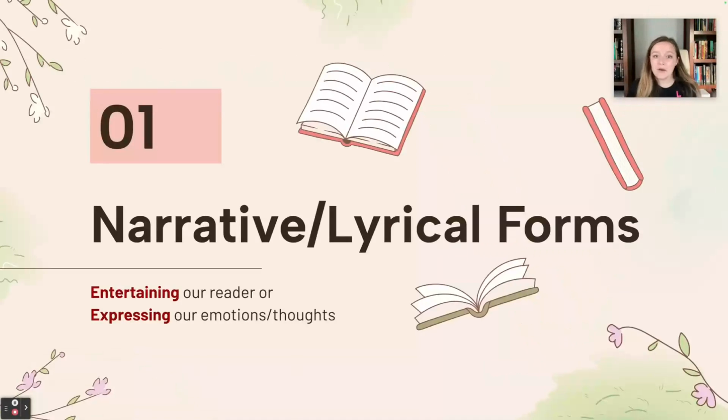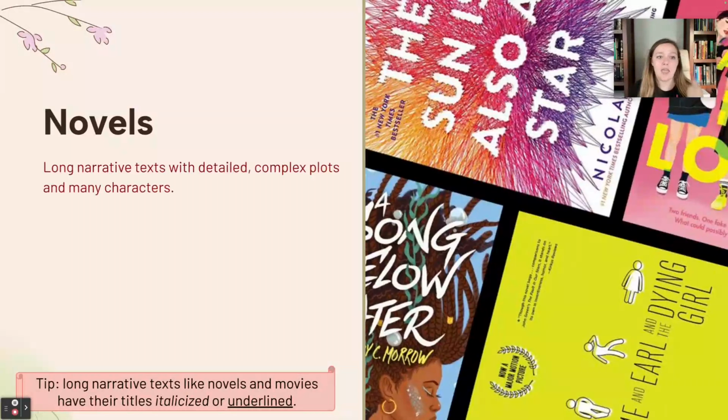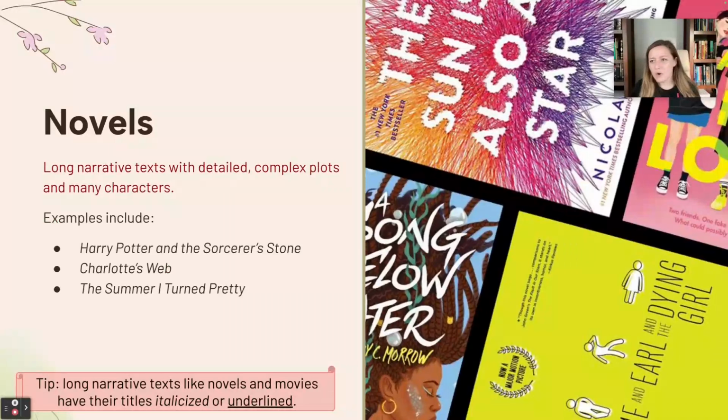So when we look at narrative and lyrical forms or literary forms, remember these are meant to entertain our reader and express our emotions. You're going to see novels as a form of a literary text. They are long, they have detailed complex plots, a lot of characters. You know what a novel is.